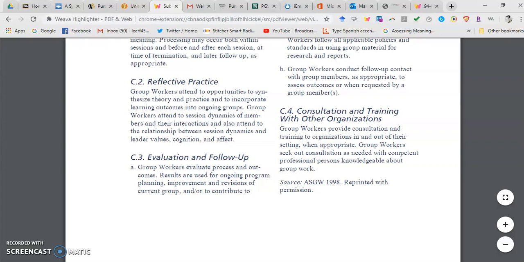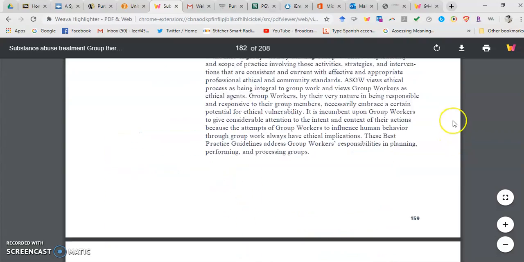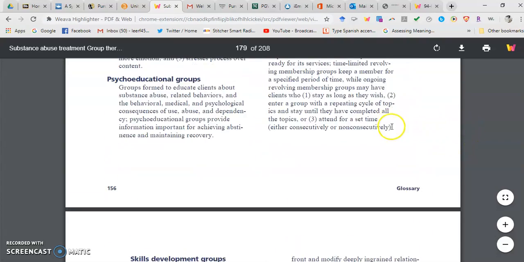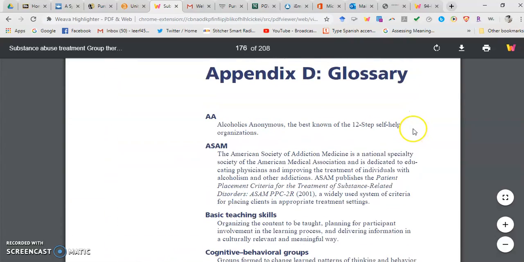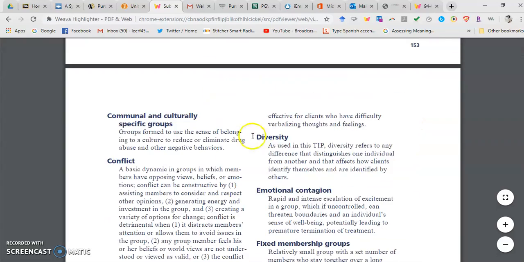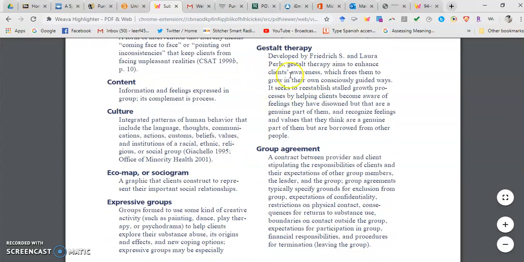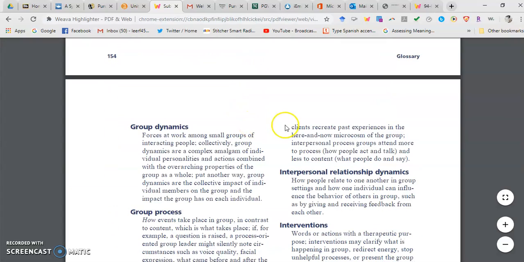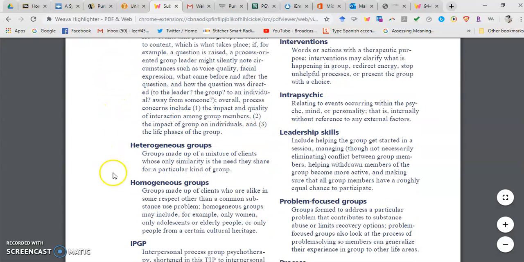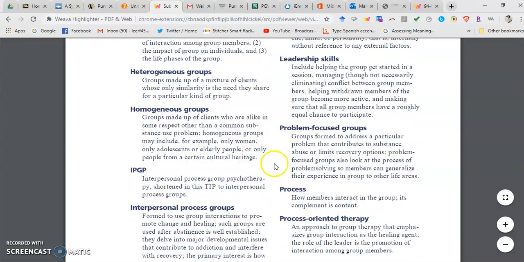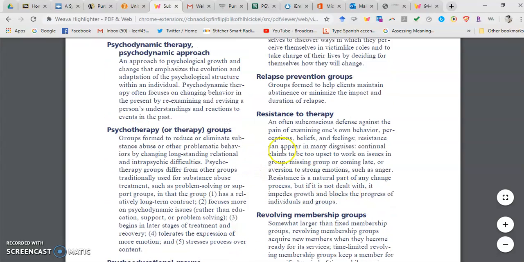When you do your discussions this week, make sure that you mention your theoretical orientation. I think that's an important thing. If you get stuck on that, Appendix D in the TIP also has information for that, because they have the definitions of some of the therapies we talked about in seminar on Monday. So understanding the words we're going to be using, the words that are common in the group world, as you see all the different therapies.